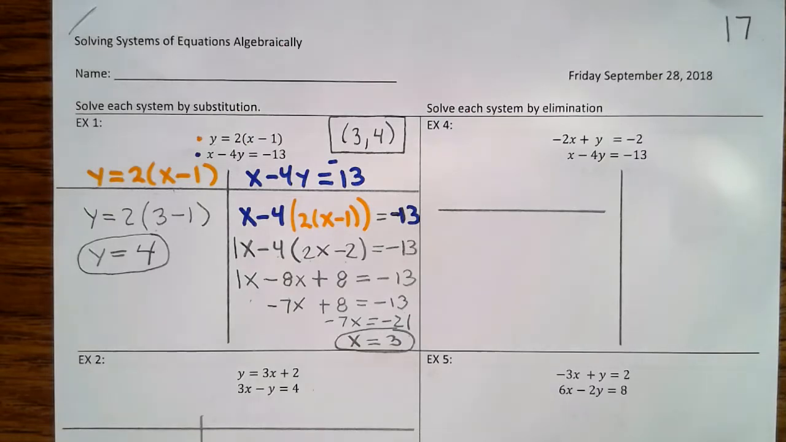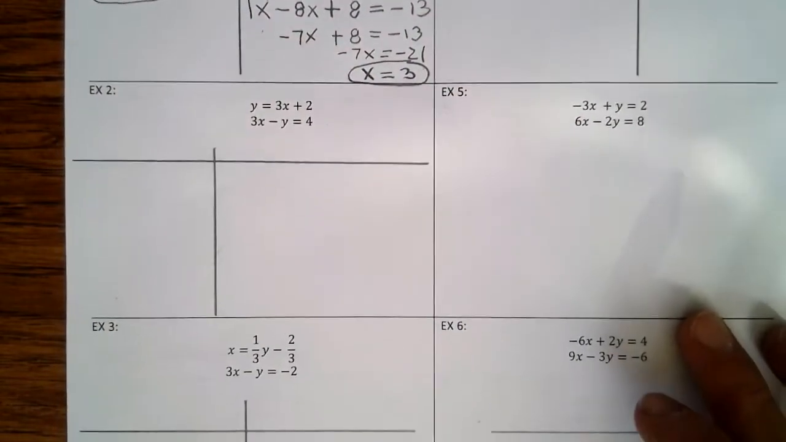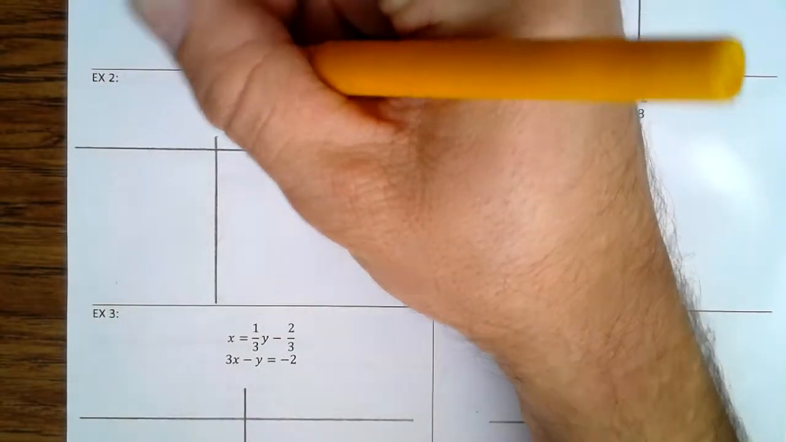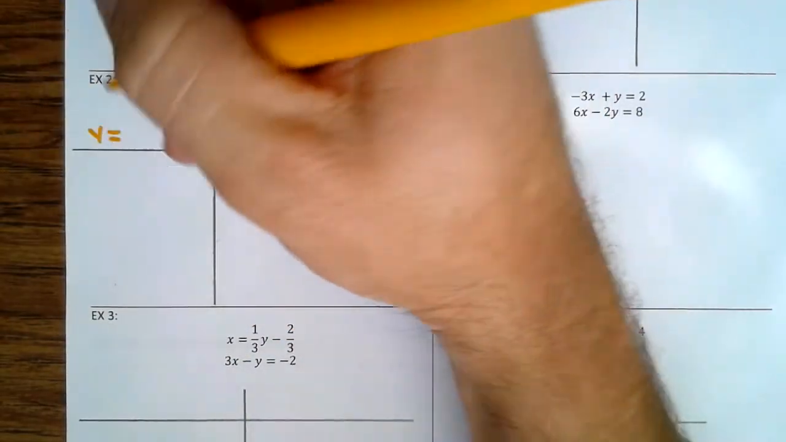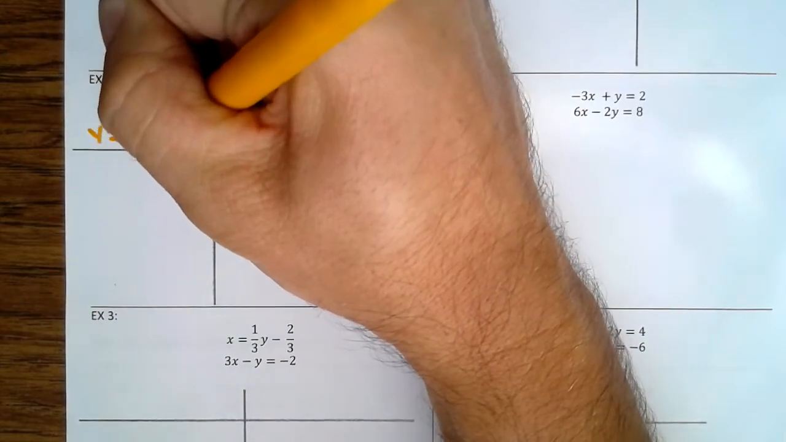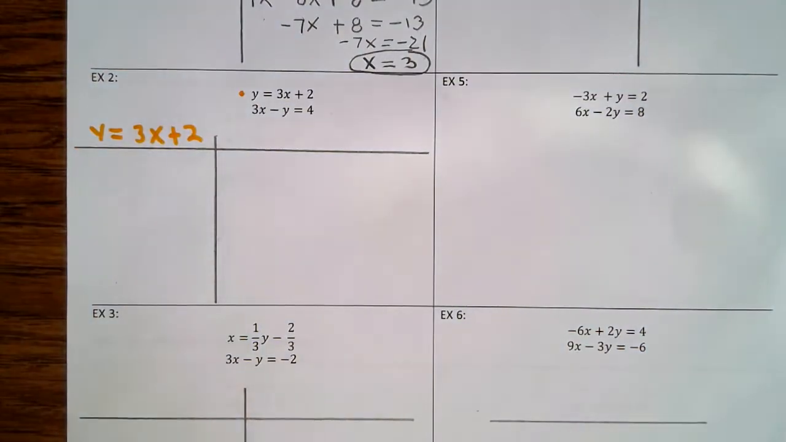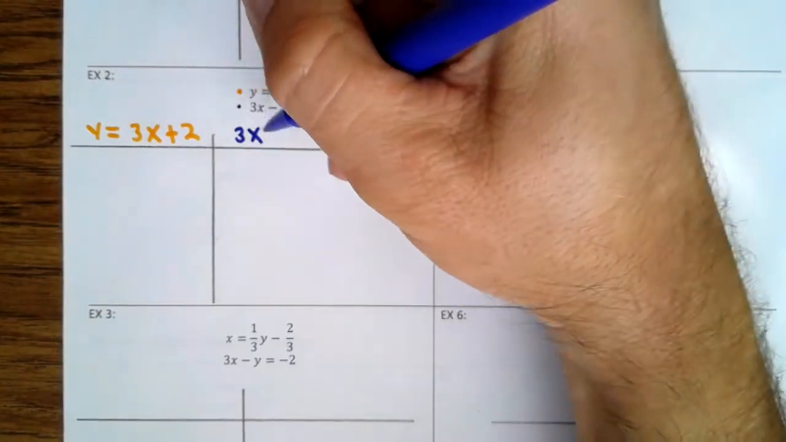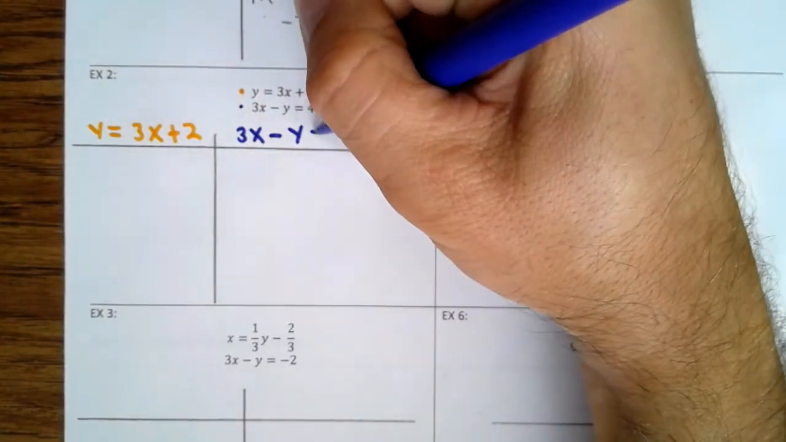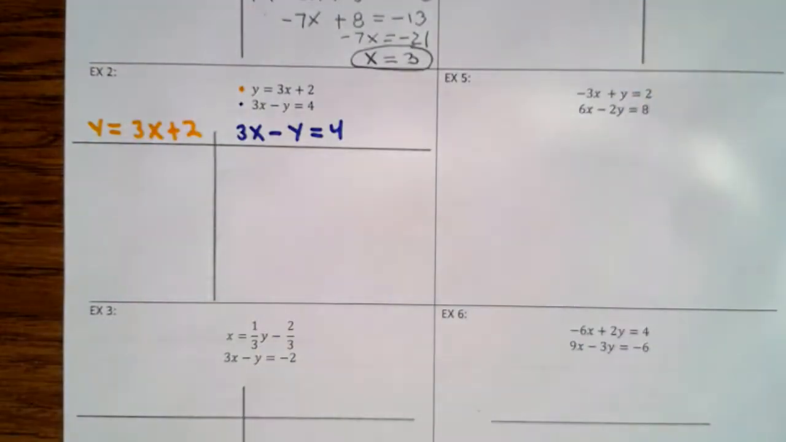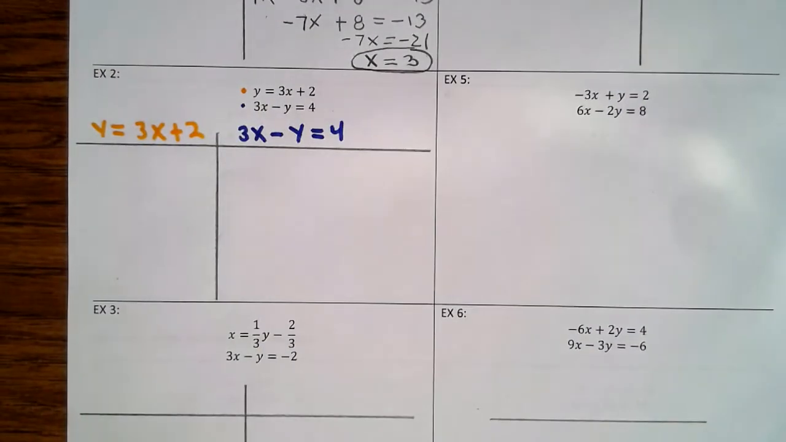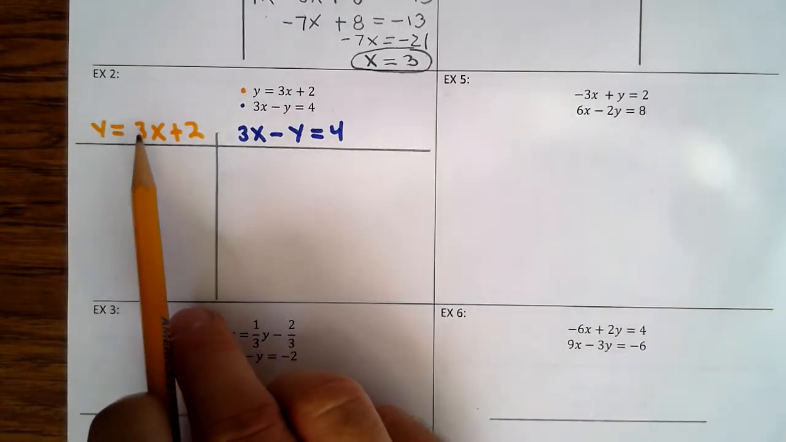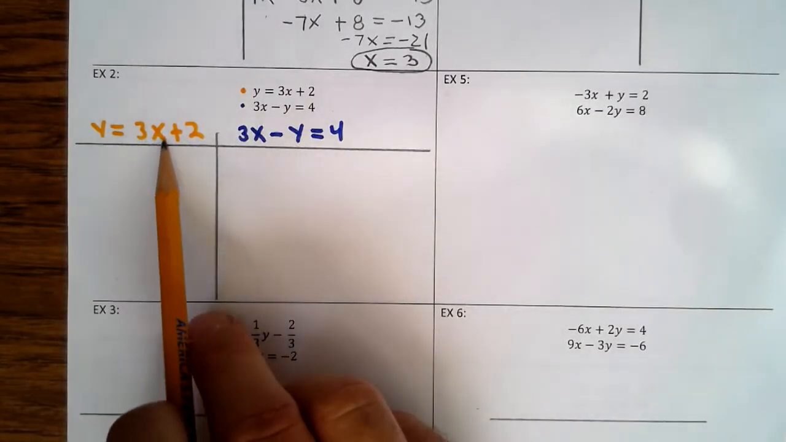All right, so now let's take a look at example 2. All right, so again, I'm going to color code these equations. So that's going to be yellow. So y equals 3x plus 2. And this is blue, 3x minus y equals 4. Now step 1 says solve one of the equations for either x or y. Well, again, this is already solved for y. So now step 2, we're going to substitute this equation into the second one. So we're going to substitute this in for y.